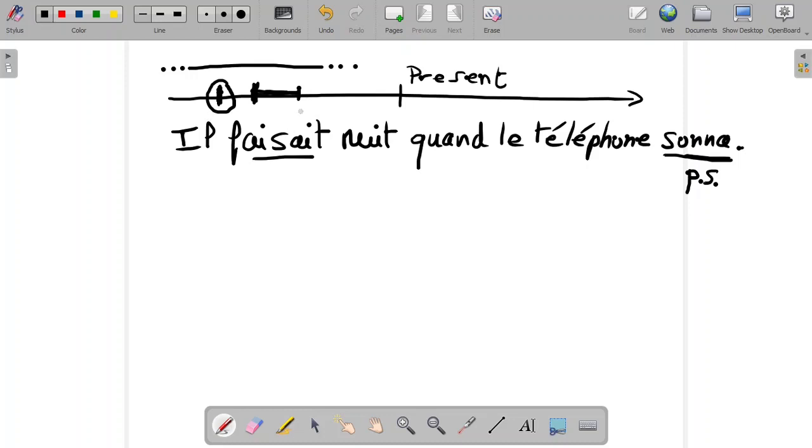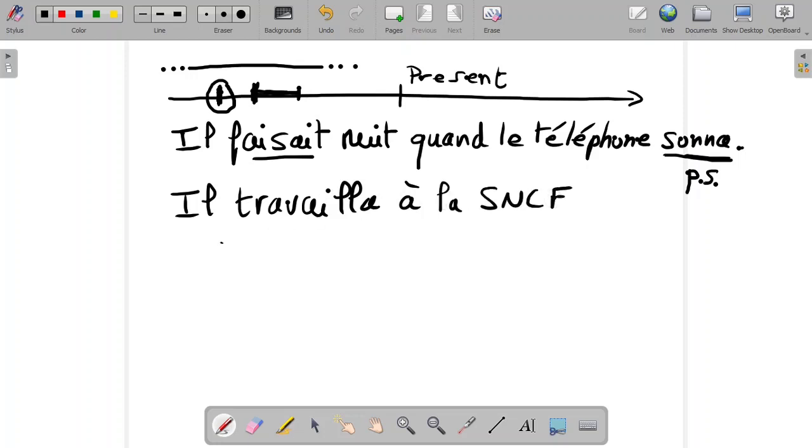Okay, so but it doesn't have to be something very short in duration. It can be several hours, several days, several years. For instance, il travailla à la SNCF de 1997 à 1999. So il travailla, so this is again passé simple, so this is PS, passé simple. Il travailla, so he worked at the SNCF.